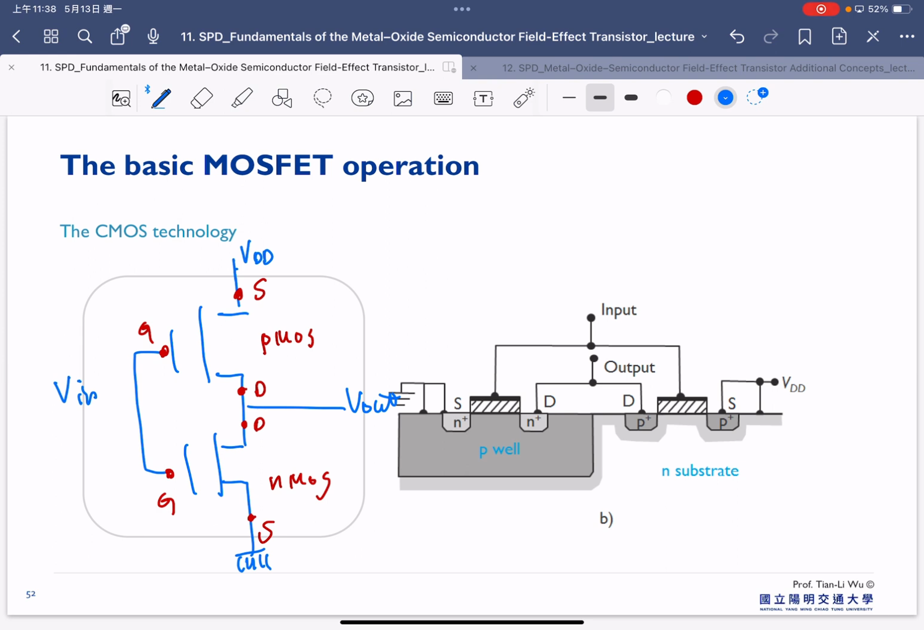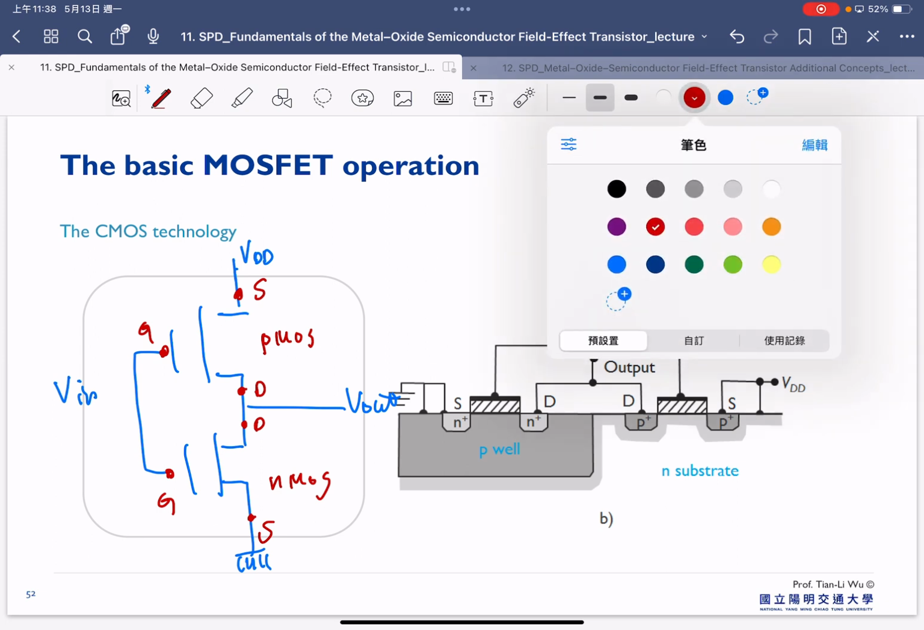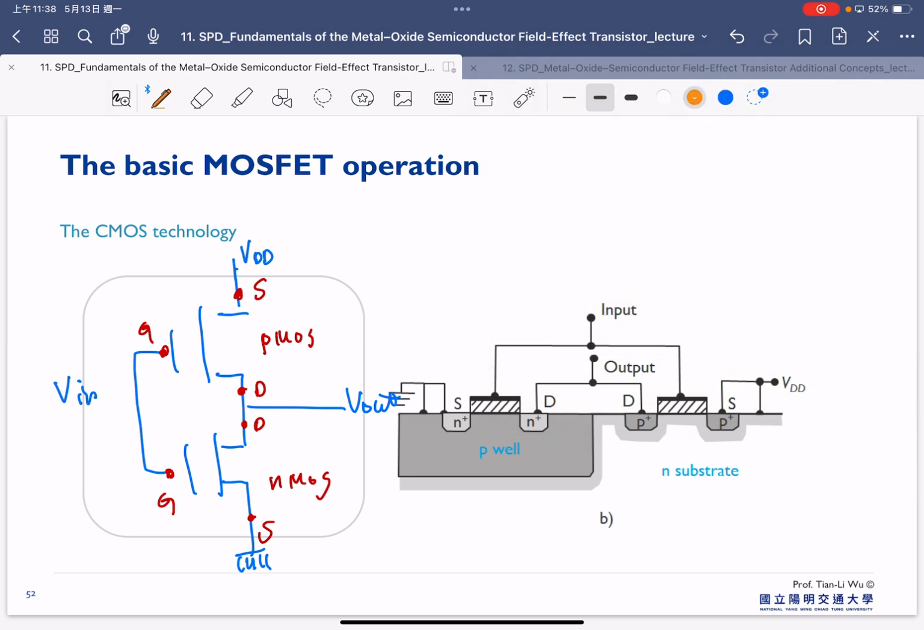And how this CMOS operates is that, first, if you consider this part here, if our V-in is larger than the threshold voltage here, this transistor will turn on, and we will start to have current flow here.